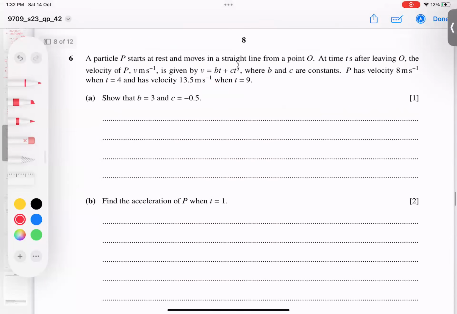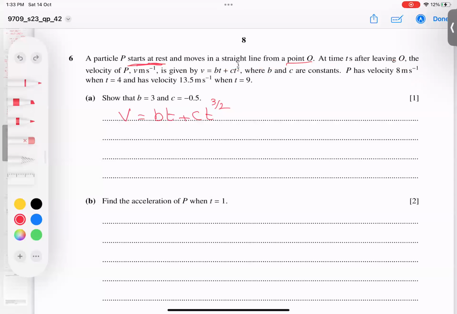So question number 6. What do we have in question number 6? We start at rest, move in a straight line from O, and given the formula, let me write the formula here: V equals BT plus CT to the power 3 by 2. And he said that P has velocity 8 when time is 4, and a velocity given when time is 9. So we are given two pairs, and we have to show the B and C values.